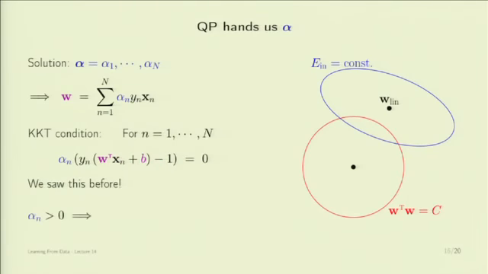So now we come to an interesting definition. Alpha is largely zeros, interior points. The most important points in the game are the points that actually define the plane and the margin. And these are the ones for which alpha_n is positive. These are called support vectors.